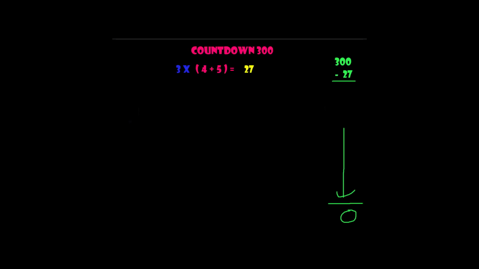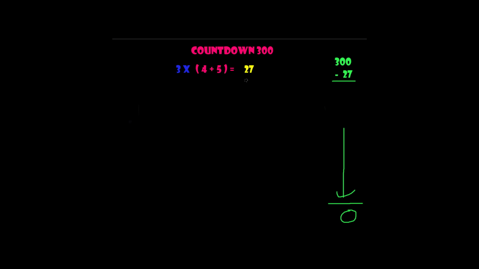So our first game here is called Countdown 300. And if you look, it's kind of working on the distributive property, which we'll talk about later in the course when we talk about properties. But basically what that means is that we're going to do what's inside this parentheses first. So the 4 plus 5, we're going to do that first. And once we get that answer, then we're going to multiply.